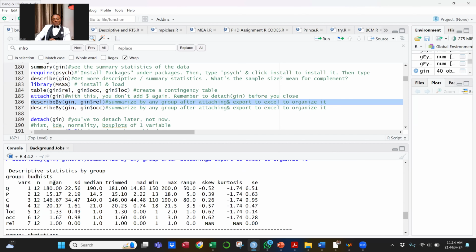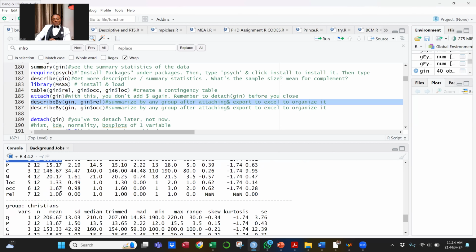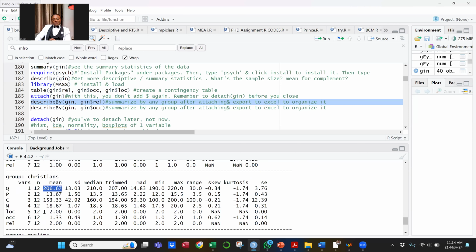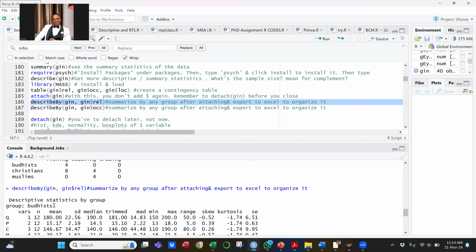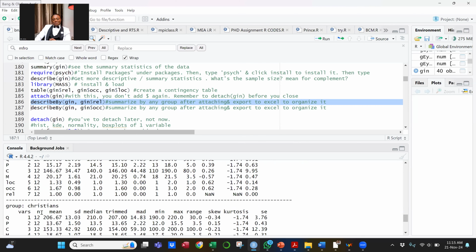Then in terms of mean, the quantity demanded for the Buddhist is 180 bottles. The quantity demanded for the Christians, not bottles, but in terms of quantity, is 206. Okay. And then the quantity demanded for the Muslim is 147. So just by looking at the mean, you see that the Christians are consuming more of that akpeteshi than the other religious groups. It gives you a feel of the data.